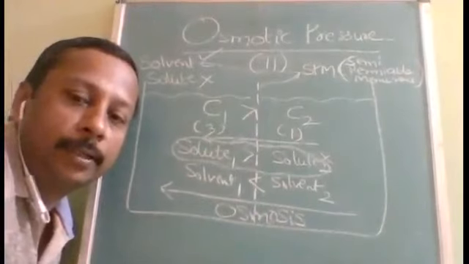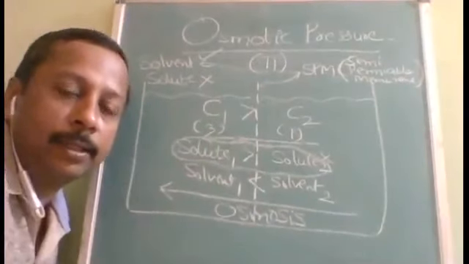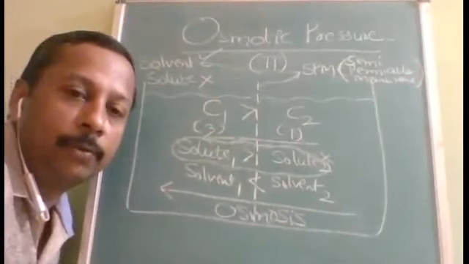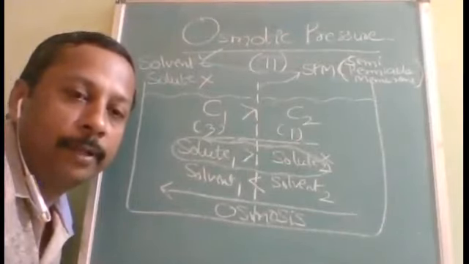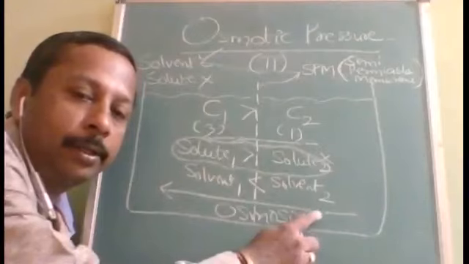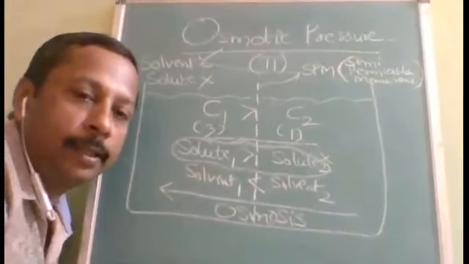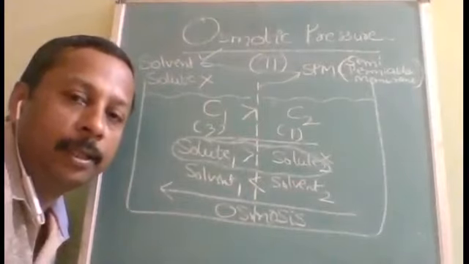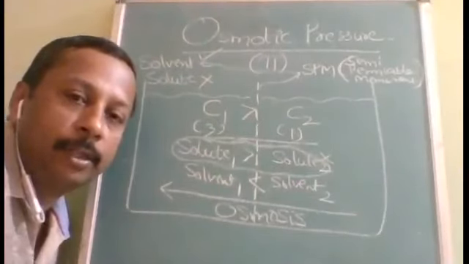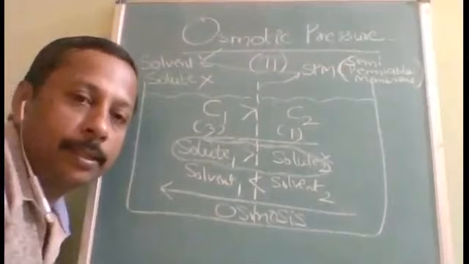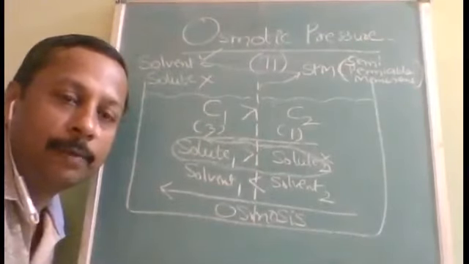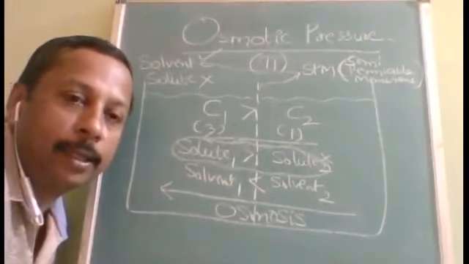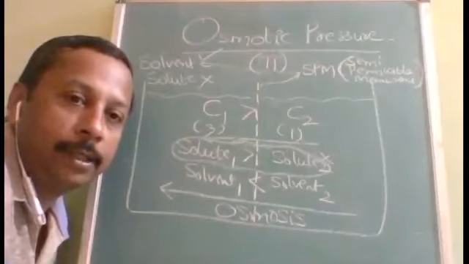So osmosis is spontaneous flow. Spontaneous means which occurs on its own in one direction. Osmosis is the spontaneous flow of what? Solvent, from where? From low concentration to high concentration is called osmosis. Is it understood, the definition? So osmosis is the spontaneous flow of solvent from low concentration to high concentration.